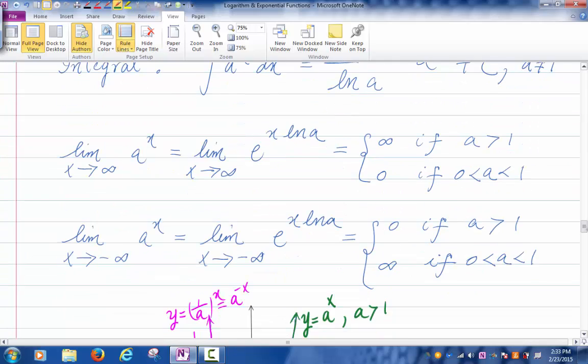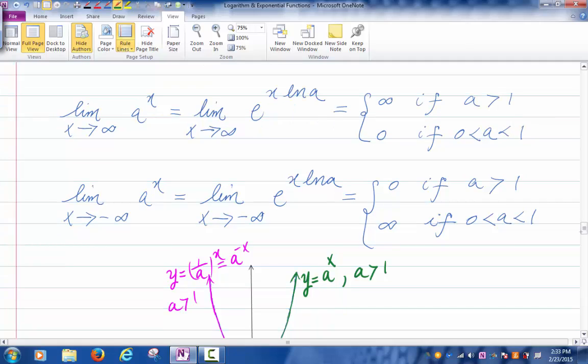Now, I'm not going to go over the details, but we also came up with the limit as x goes to infinity of a to the x. When x goes to infinity, a to the x goes to infinity if a is greater than 1, and it goes to 0 when a is between 0 and 1. The limit as x goes to negative infinity of a to the x is 0 if a is bigger than 1, and infinity if a is between 0 and 1.